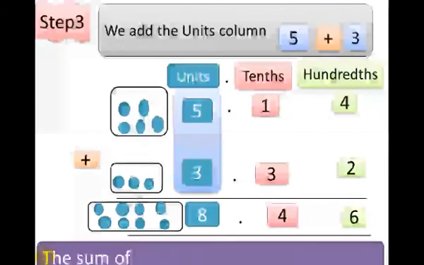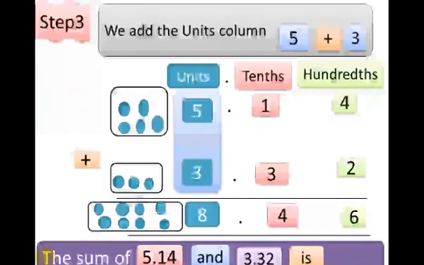The sum of 5.14 and 3.32 equals to 8.46.